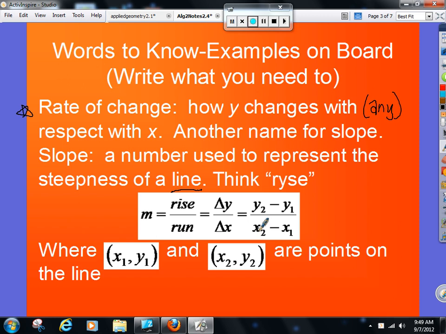Okay, slope is a measurement. Slope is a way to distinguish one line from another. Otherwise, all lines are the same. So the way we distinguish one line from another is by talking about its slope. That's saying what is its orientation, what is its steepness.